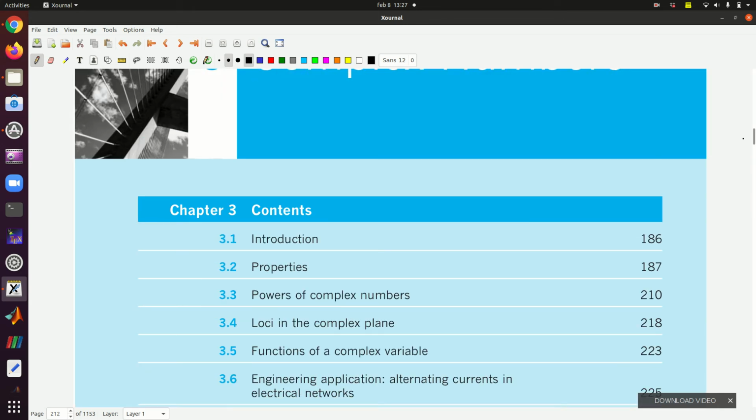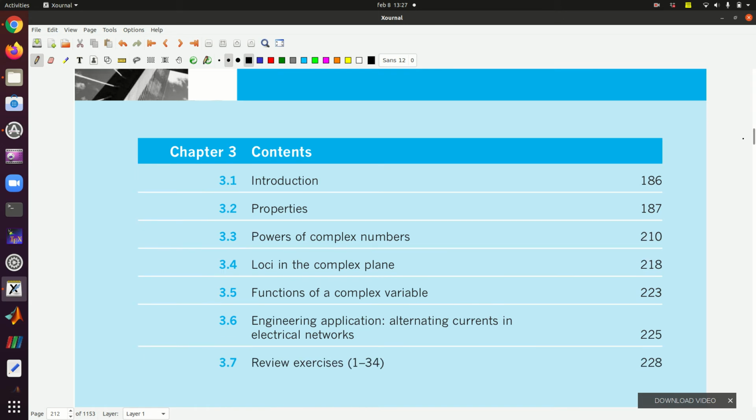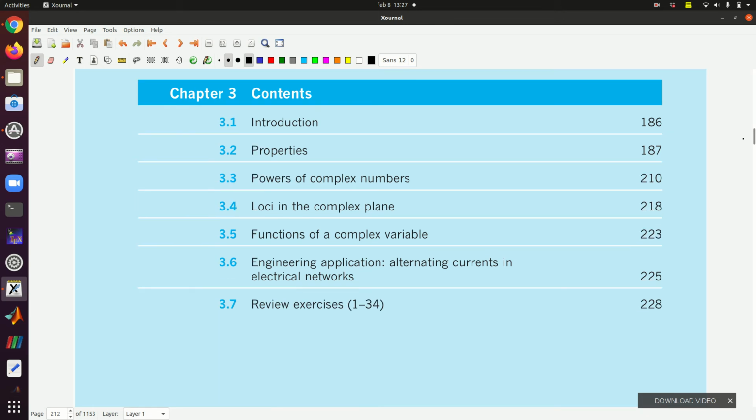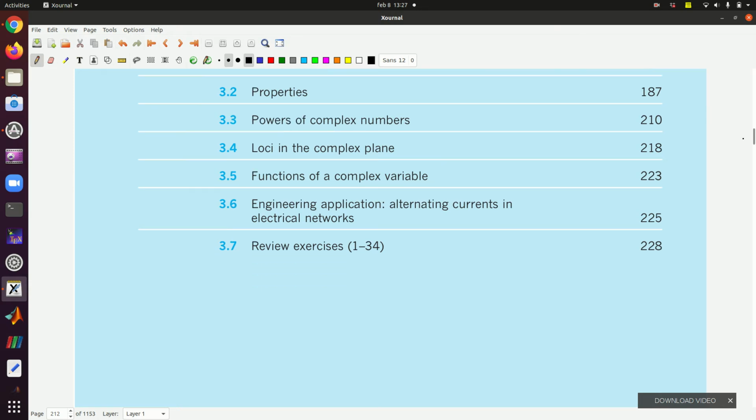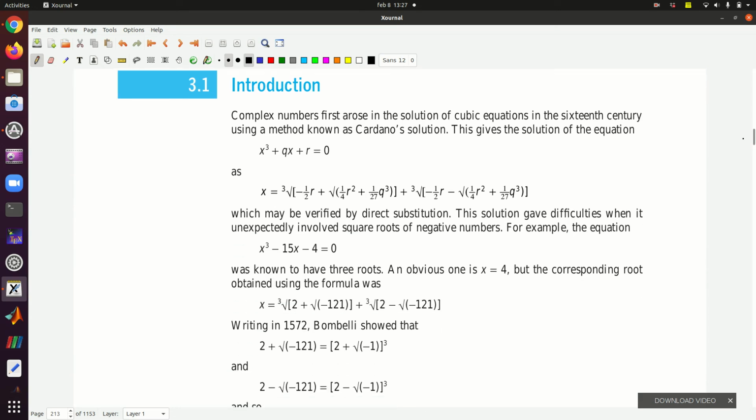Okay, so the content, we shall look at the introduction, a few properties, as outlined here in the content, in the outline here. So here we have the introduction.